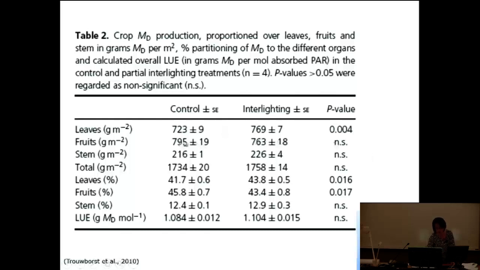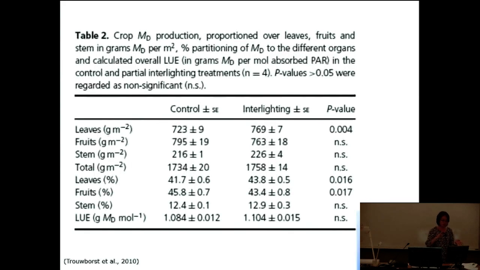And then another thing they noticed was the allocation to the leaf. Oh, here it is. The leaf biomass in grams per square meter was much higher in interlighting compared to the control. So instead of increasing fruit, the interlighting contributed to increasing the leaves. If you can consume cucumber leaves, the growers are happy, but it didn't contribute to the fruit.